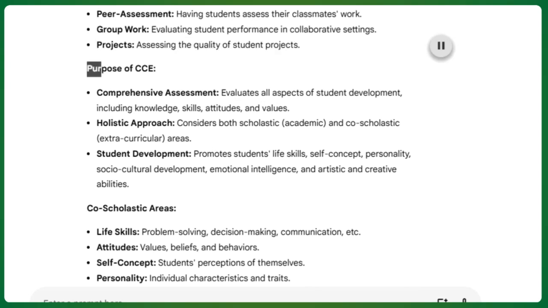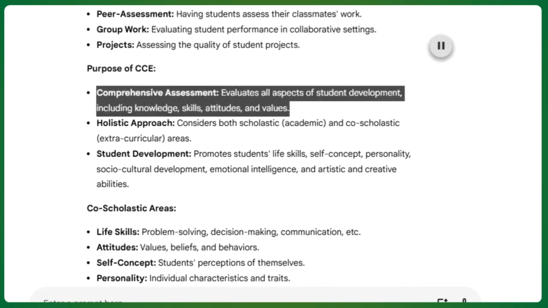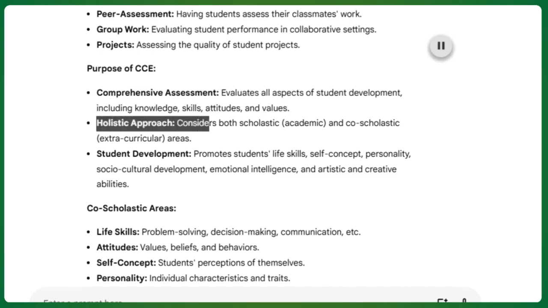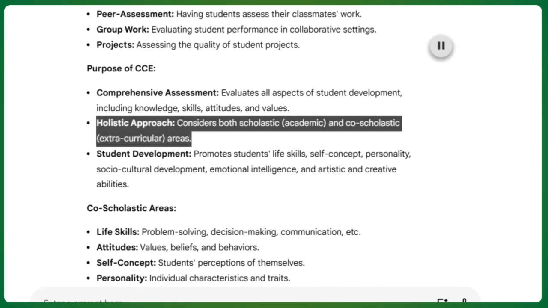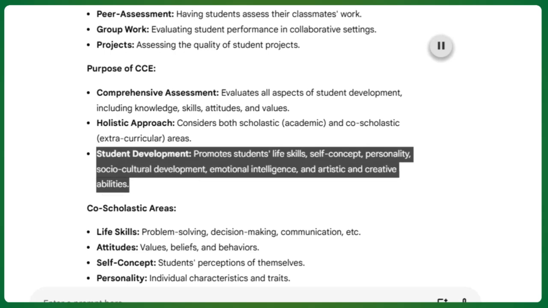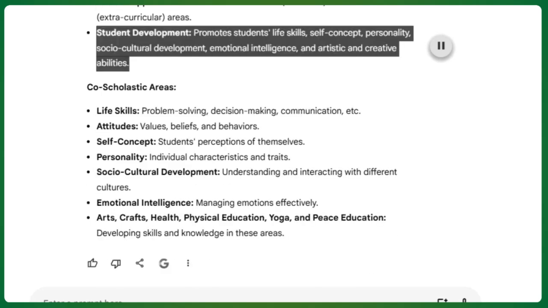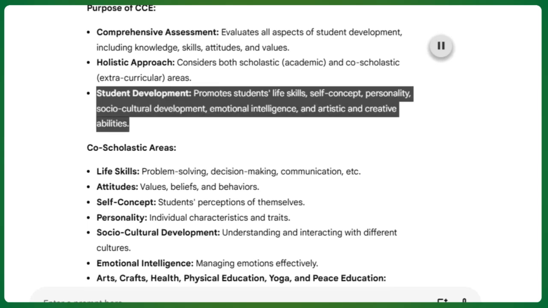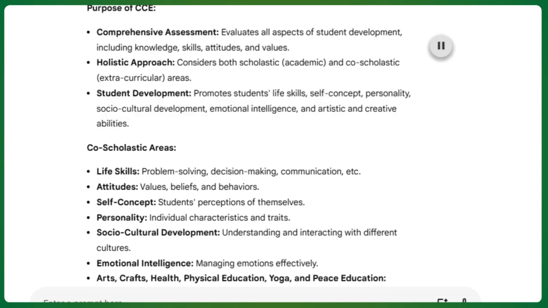Purpose of CCE. Comprehensive assessment evaluates all aspects of student development, including knowledge, skills, attitudes, and values. Holistic approach considers both scholastic, academic, and co-scholastic, extracurricular areas. Student development promotes students' life skills, self-concept, personality, socio-cultural development, emotional intelligence, and artistic and creative abilities.